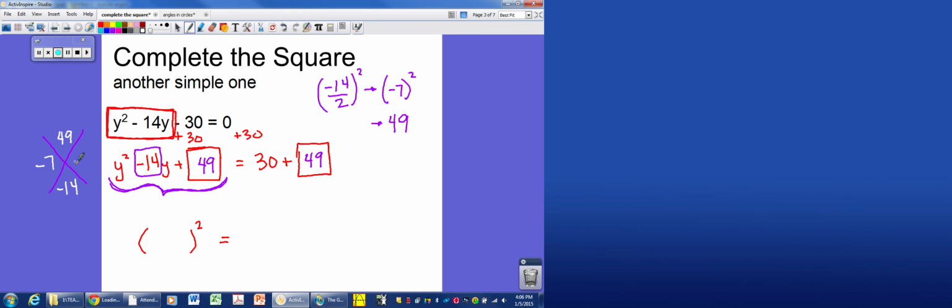And that's negative 7 and negative 7. Negative 7 times negative 7 is 49. Negative 7 plus negative 7 is negative 14. So rather than writing y minus 7 and y minus 7, your actual factors, we as mathematicians write simply y minus 7 squared. And on this side, 30 plus 49 will equal 79, which is important later.